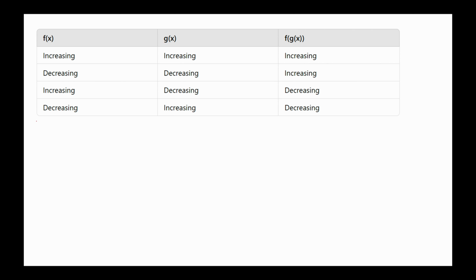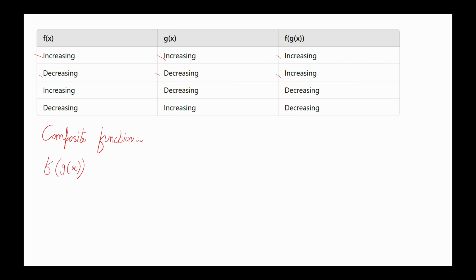Now let's talk about composite functions. I hope you all know what composite functions are. Basically, if I have f of x and I have g of x, then f of gx can be said to be composite functions. So let's say f of x, if you found out that it is increasing, g of x is also increasing, then f of gx would also be increasing always. Decreasing, decreasing, still f of gx would become increasing.